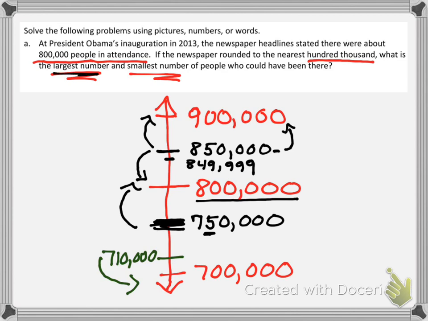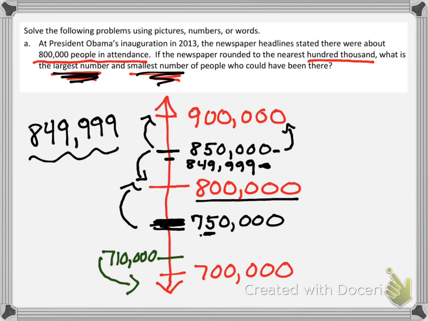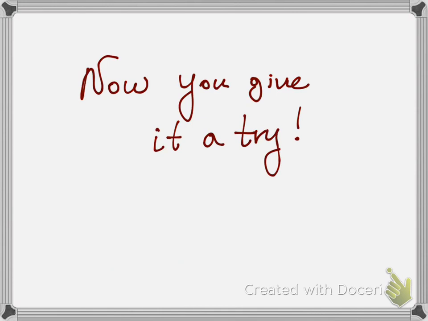So let's go back to the problem. The largest number that we could have from this word problem and from this information that we got from this vertical number line, the largest number we could have would be right here, 849,999, because that would bring us to 800,000. And the smallest number would be right here, 750,000, because rounding, that's the lowest we could go in order to get us to 800,000. All right, 4-3, now you give it a try.